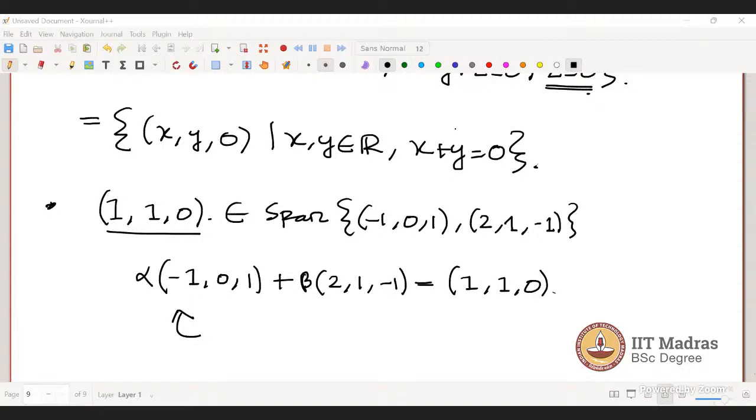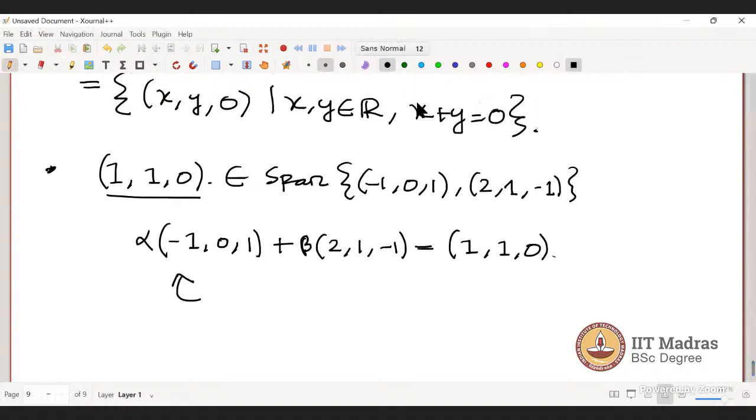Sir, if alpha comes out rational, then it doesn't depend. Sir, if I solve this, alpha has to be a real number. That's all. It doesn't matter if it's a rational, integer, or negative integer. If it is a real number, then I'm done. If I can find alpha, beta in R that satisfy this equation, then I can say that (1, 1, 0) is in the span of this set.